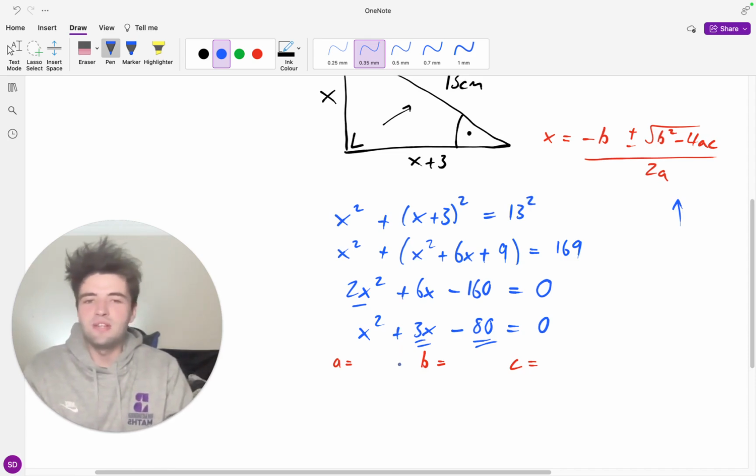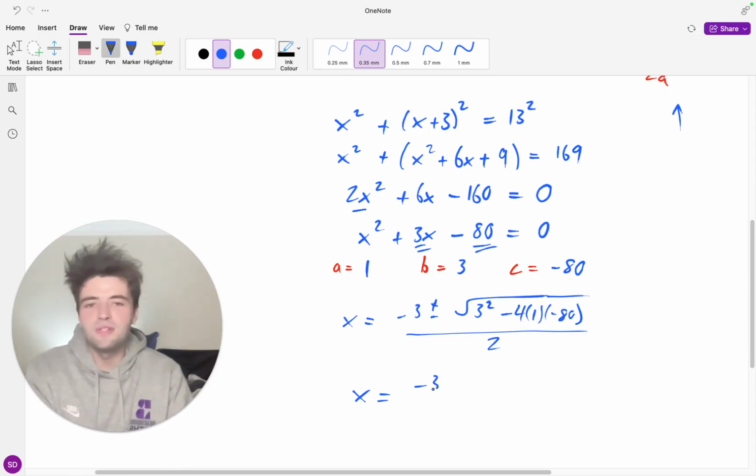And so basically we need to use this formula, and so we just need to label a, b, and c. So a is going to be the number in front of x squared, which is going to be 1. b is the number in front of x, which is going to be 3. And c is going to be the number at the end, which we know is minus 80. And so now we can just plug these numbers into our formula. So that is going to look like this. So I'm just going to start simplifying it now.